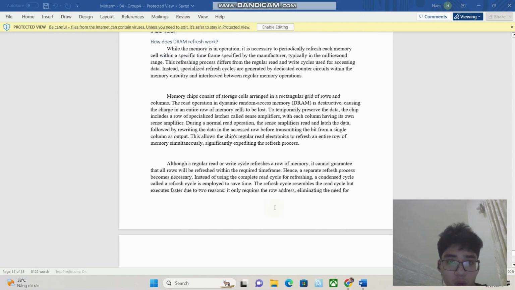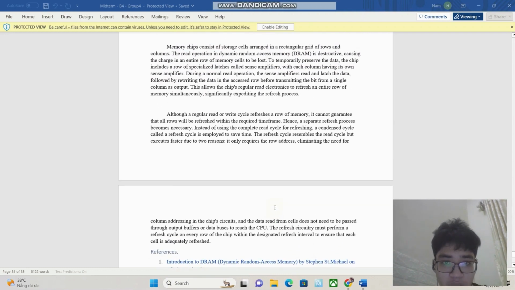How does DRAM refresh work? While the memory is in operation, it is necessary to periodically refresh a memory cell within a specific time frame specified by the manufacturer, typically in the millisecond range. This refreshing process differs from the regular read and write cycle used for accessing data. Instead, specialized refresh cycles are generated by dedicated counter circuits within the memory circuitry and interleaved between regular memory operations.